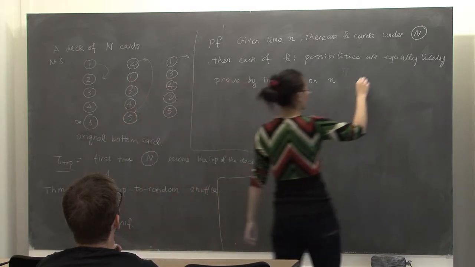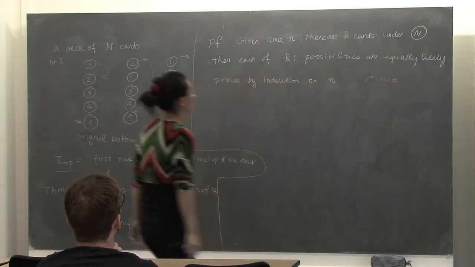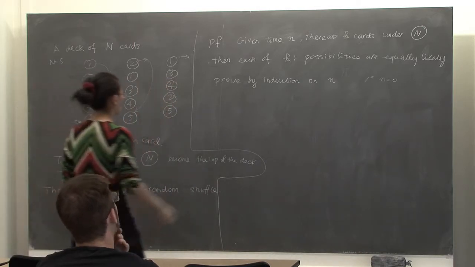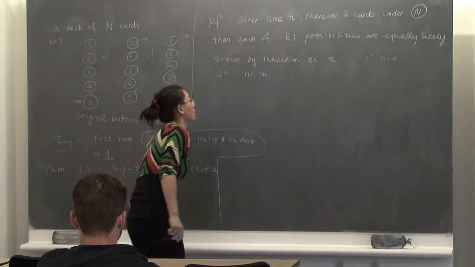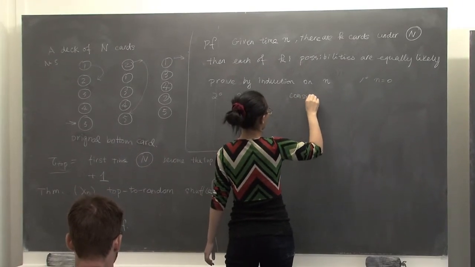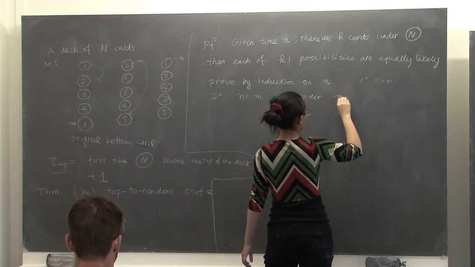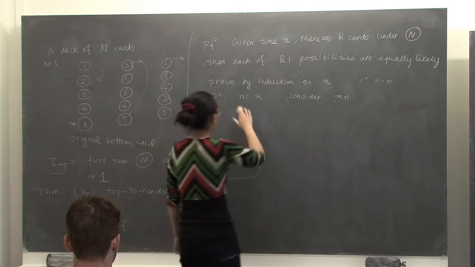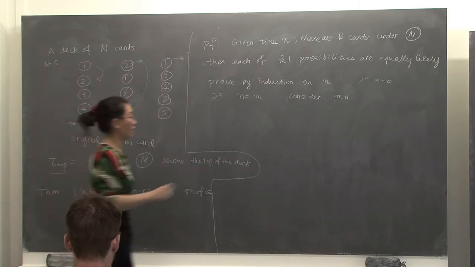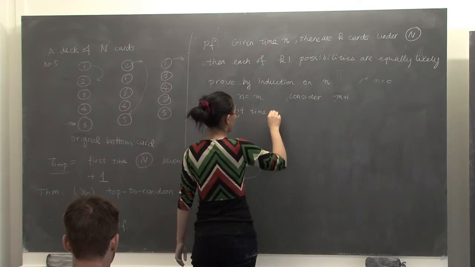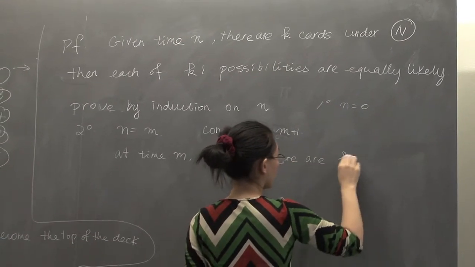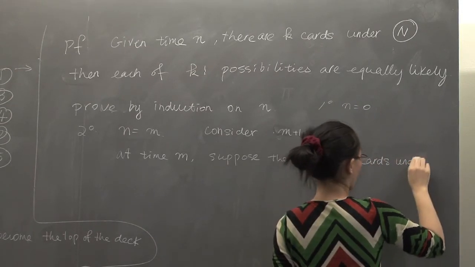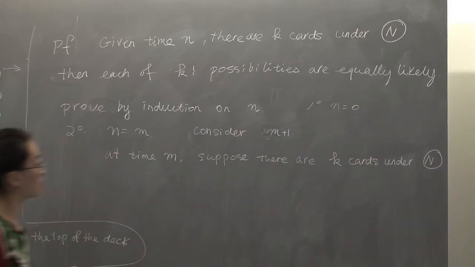When n equals zero, there's nothing to prove because there are no cards under the original bottom card. Suppose the conclusion is true for n equals m, and let us see what happens at m plus 1. At time m, suppose there are k cards under the original bottom card. From the induction hypothesis, we know that these k cards are uniform.